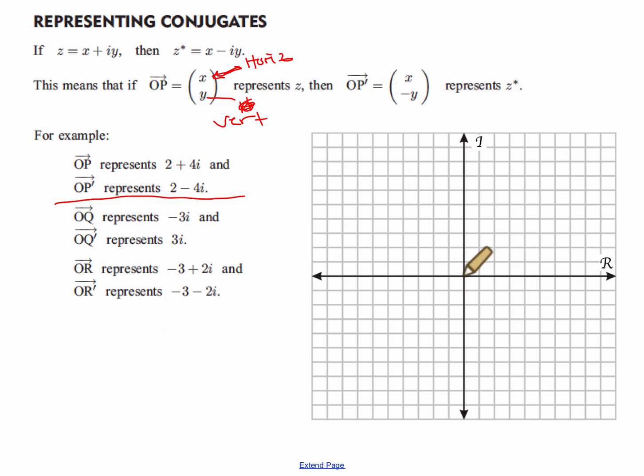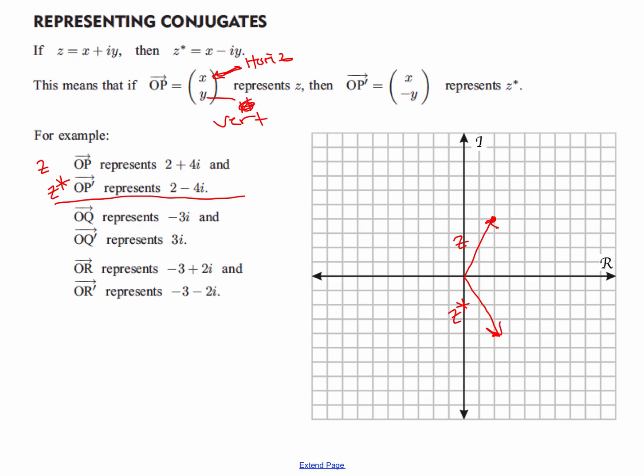2 plus 4i: 1, 2, 1, 2, 3, 4. So it's this vector, 2 plus 4i. And then 2 minus 4i: over 2, down 4, 1, 2, 3, 4. So if we said this was Z and this was Z star, if you do all of these, what you'll notice is that the conjugate vectors are always a reflection in the real axis. The real axis is the mirror.